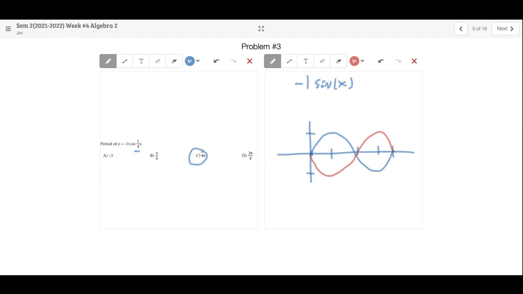Just like if we had y is equal to x squared, we would graph that out and it would look like this. And if we had y is equal to -x squared, that would be this graph here. Just flips it over. Same concept on that negative in front.